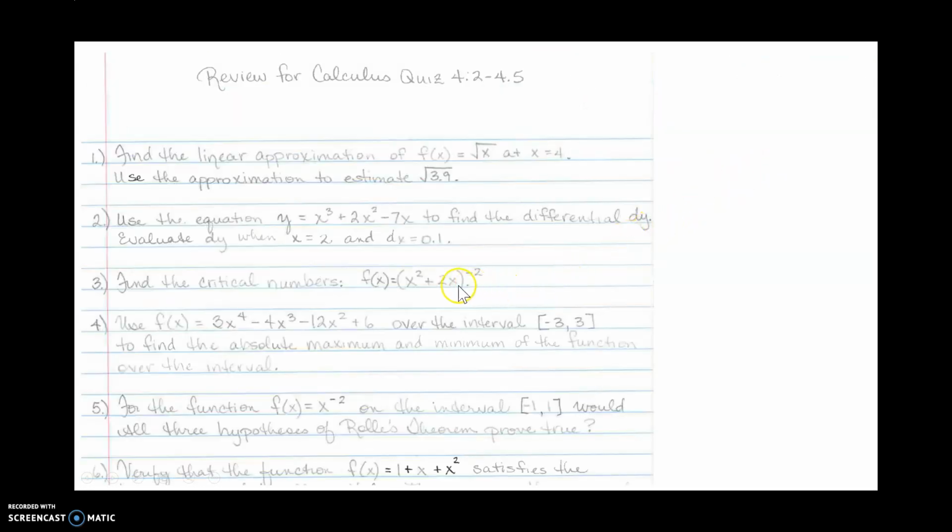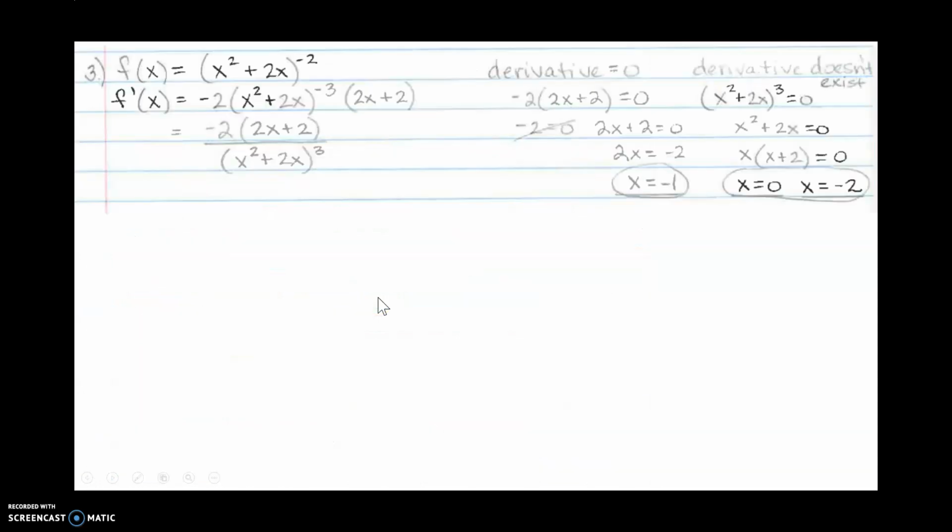Then for number 3, they ask us to find the critical numbers for this function. Remember that your critical numbers are anywhere that your derivative equals 0 or that your derivative doesn't exist. So the first thing I need to do is find my derivative. I'm going to use chain rule, because for anything to the negative 2, the derivative of that would be negative 2 times that thing to the negative 3. And then we're going to multiply by the derivative of the inside. The derivative of x squared is 2x, and the derivative of 2x is 2. So here's the derivative of the outside, and here's the derivative of the inside.